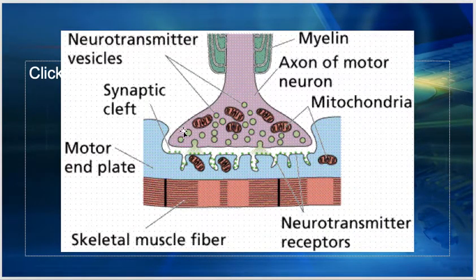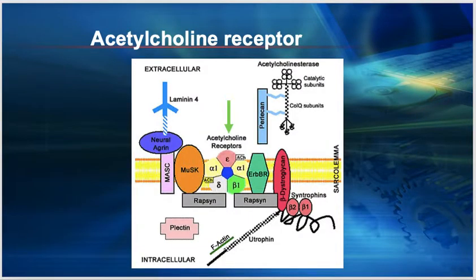Here I'm just showing you a simple neuromuscular junction in which the neurotransmitters are there, and there are certain mitochondria. This is the axon, and this one is the motor end plate. And this is the skeletal muscle fibers. What's going on here is that acetylcholine is released, and there are acetylcholine receptors over here, which catch it. And then there is acetylcholinesterase, which breaks it down. So in simple words, guys, it is very, very important to know the normal physiology of the muscles, the neuromuscular junction, or the synapse, right?